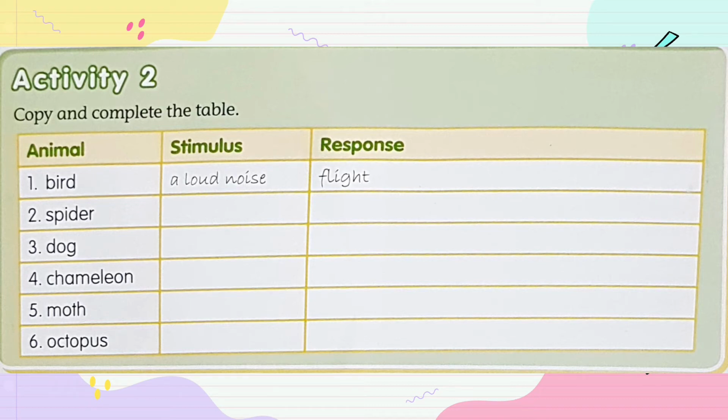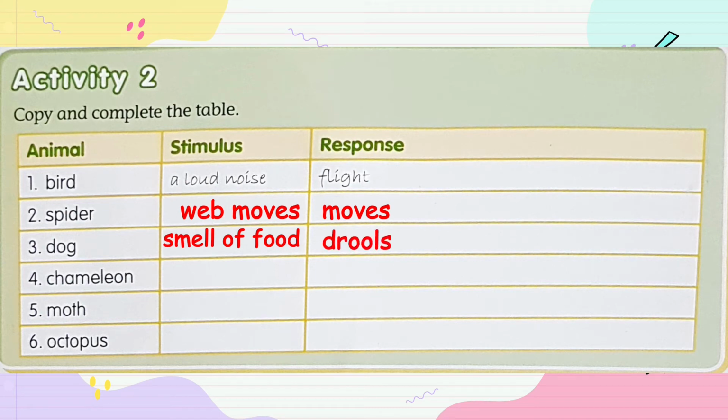What about the spider? We just talked. When the web moves, what will happen? The spider will also move to go and catch the insect or its prey. Now, dog. What is the stimulus? What is making the dog react? Yes, the smell of the food. And how is the dog responding? It drools. Now, chameleon. What is the stimulus? A fly moving, right? And what is the response? It flicks its tongue out.